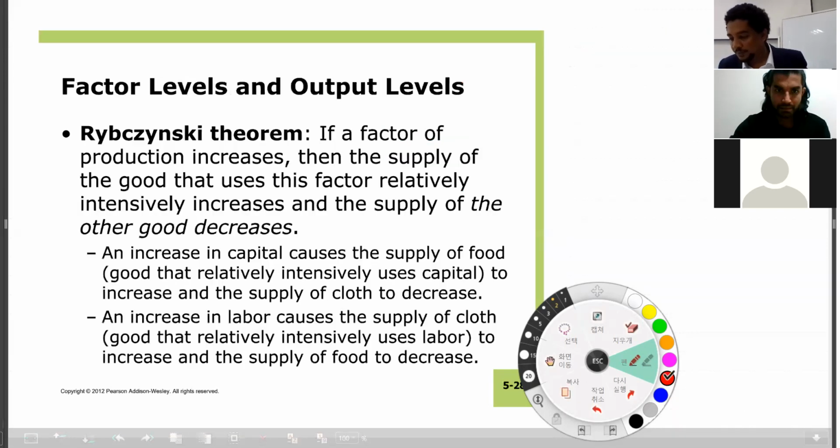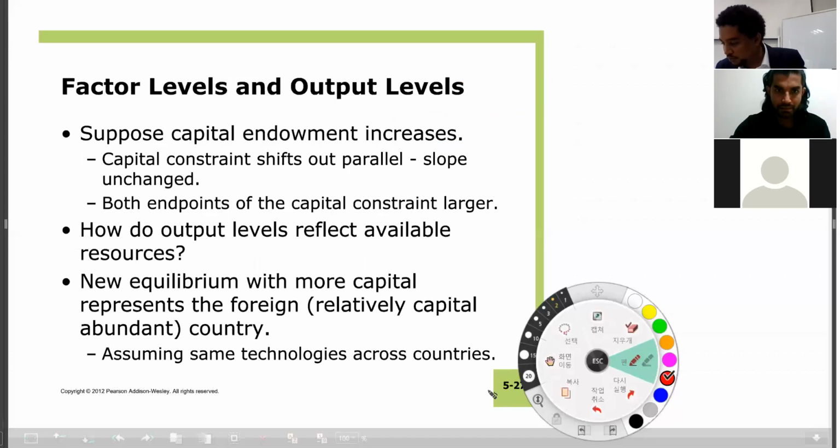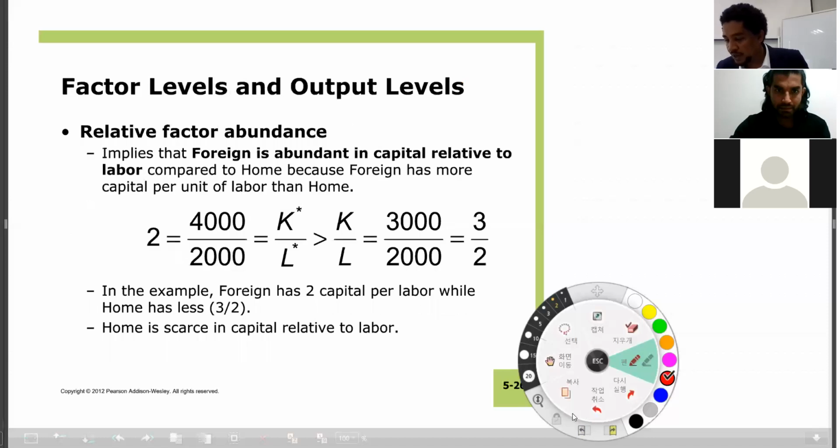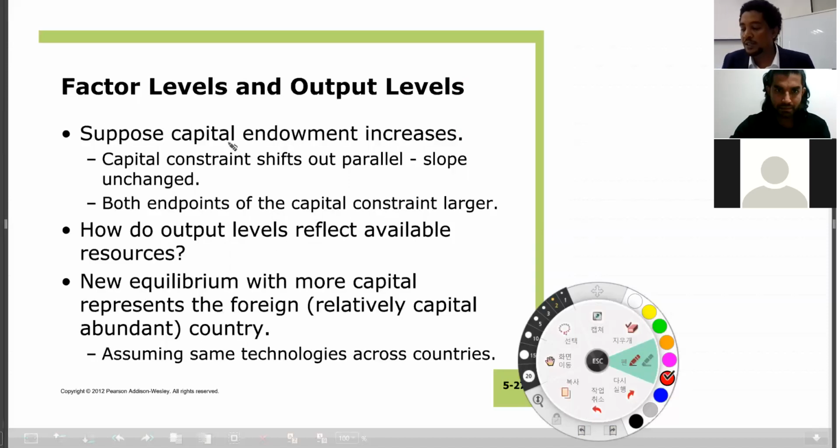So let me talk about this theory and I will go to the graph, okay? So suppose capital endowment increases from our previous example, okay? So suppose the capital endowment has increased from 3,000 to 4,000, okay? So which means the capital constraint will now shift towards the right, because we are now adding 1,000 more capital, okay? So both endpoints of capital constraint will be larger, right?